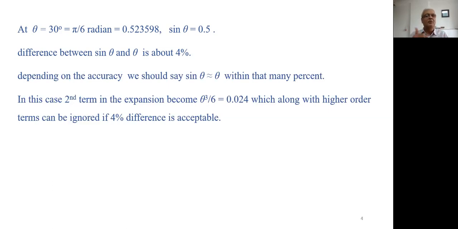If it is not acceptable, we need to bring in this 0.024 and subtract it from theta, and then we'll have to add theta raised to 5 by 5 factorial, and so on. So in that case, we should get the desired result.